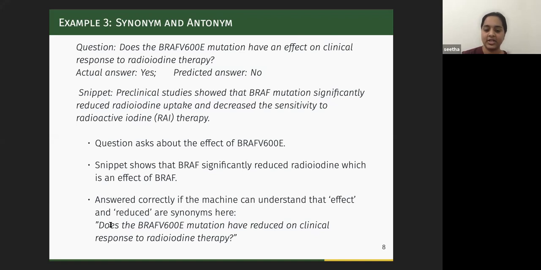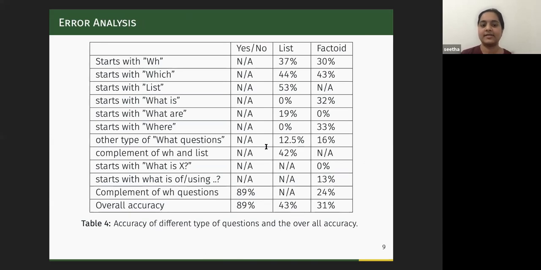To check that, we changed this question to have the word response instead of effect, and ran the BioASQ model. But still, after changing this, the model predicts this particular question wrongly. The reason why this model is performing like this is still unknown. Maybe we need to have a better understanding of that particular model, how the synonyms and antonyms are being handled to answer this question.